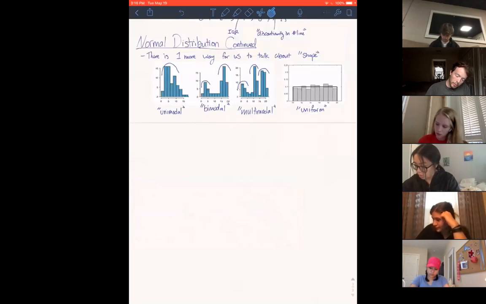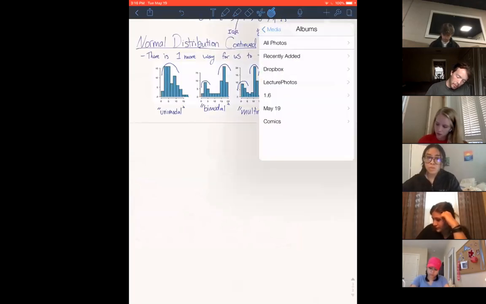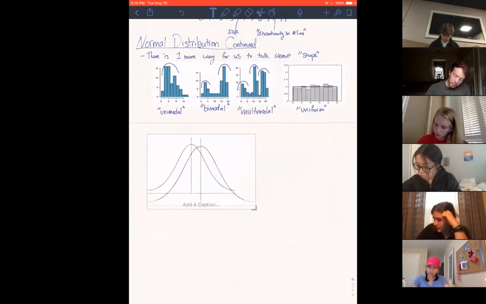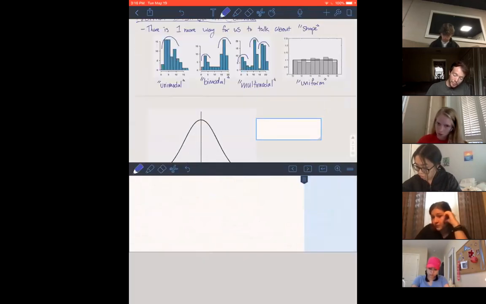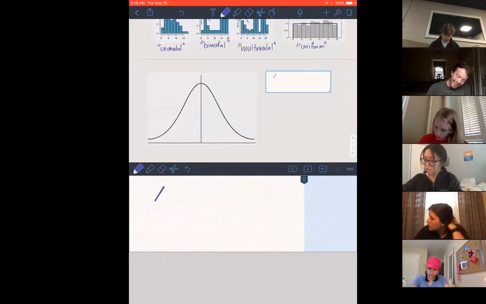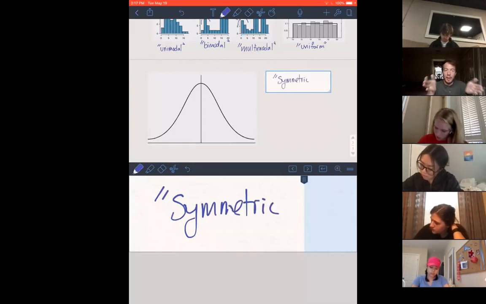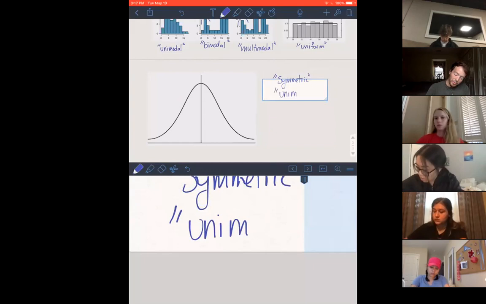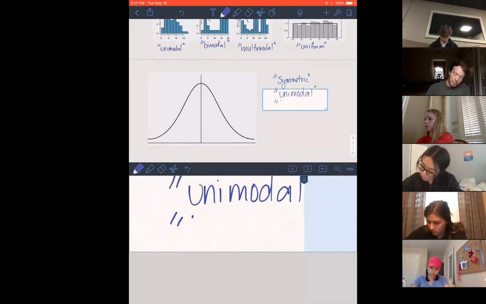So this is another way to describe shape. And the reason I'm having us do this is because I want to talk about what the normal distribution is. It is clearly symmetric. It looks like this, first of all. And it is a symmetric distribution, which means we could fold it on its center and it should line up. It is, as we just learned, unimodal. It should only have one peak. And it is bell-shaped.